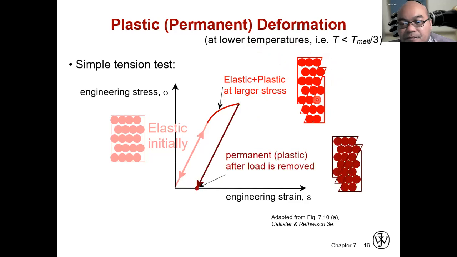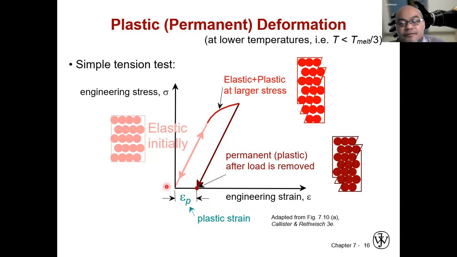When the load is released, this deformation due to the slipping of the crystalline planes will still be there. It is irreversible. The distance between the planes comes back to the original condition like this, but the slip still remains. This is what causes permanent plastic deformation after the load is removed.